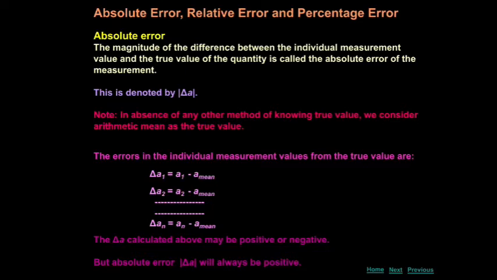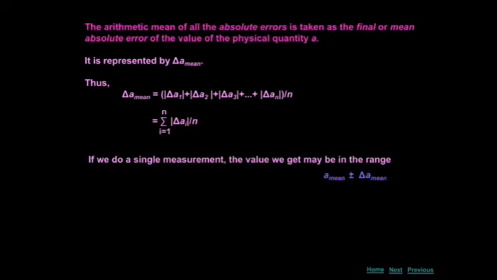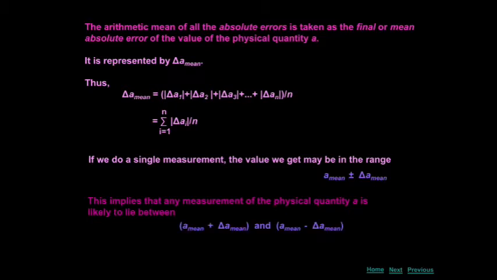What is that? That is mean absolute error. See the screen. The arithmetic mean of the absolute errors is taken as the final or mean absolute error of the value of the physical quantity A. In this case we take the mean value of the absolute errors. What is the mean value of error? We add the values and take the sum, and that is called the arithmetic mean.